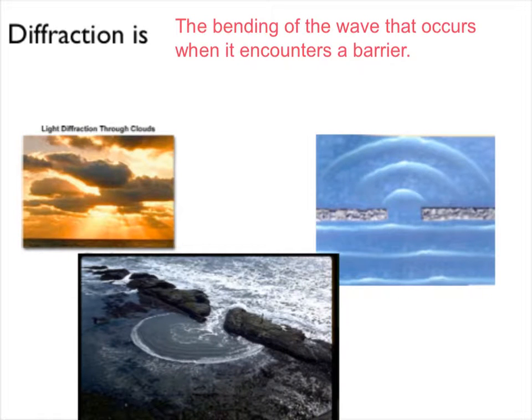So what is diffraction? Well, diffraction is the bending of a wave that occurs when the wave encounters a barrier. What I want you to see right away is that the definitions for diffraction and refraction are very similar. In both cases, we have the bending of a wave. In diffraction, the bending is caused by a barrier, and if you'll recall, in refraction, the bending is caused when the wave encounters a new medium.